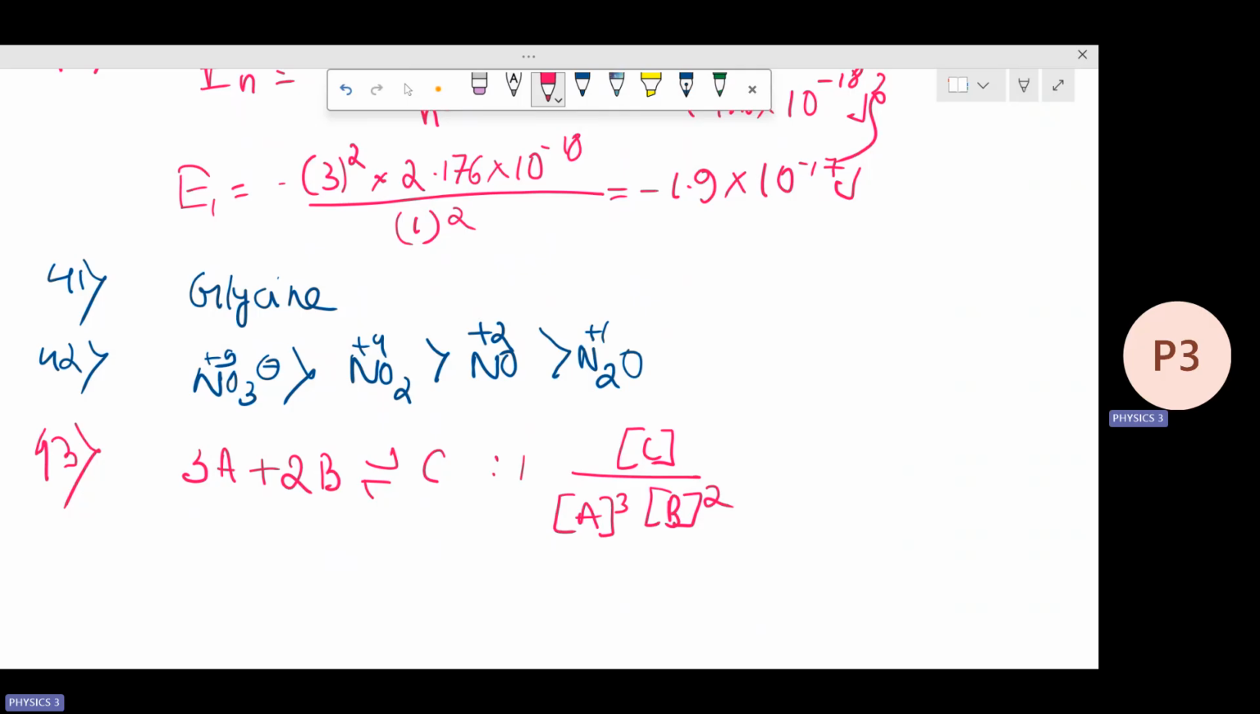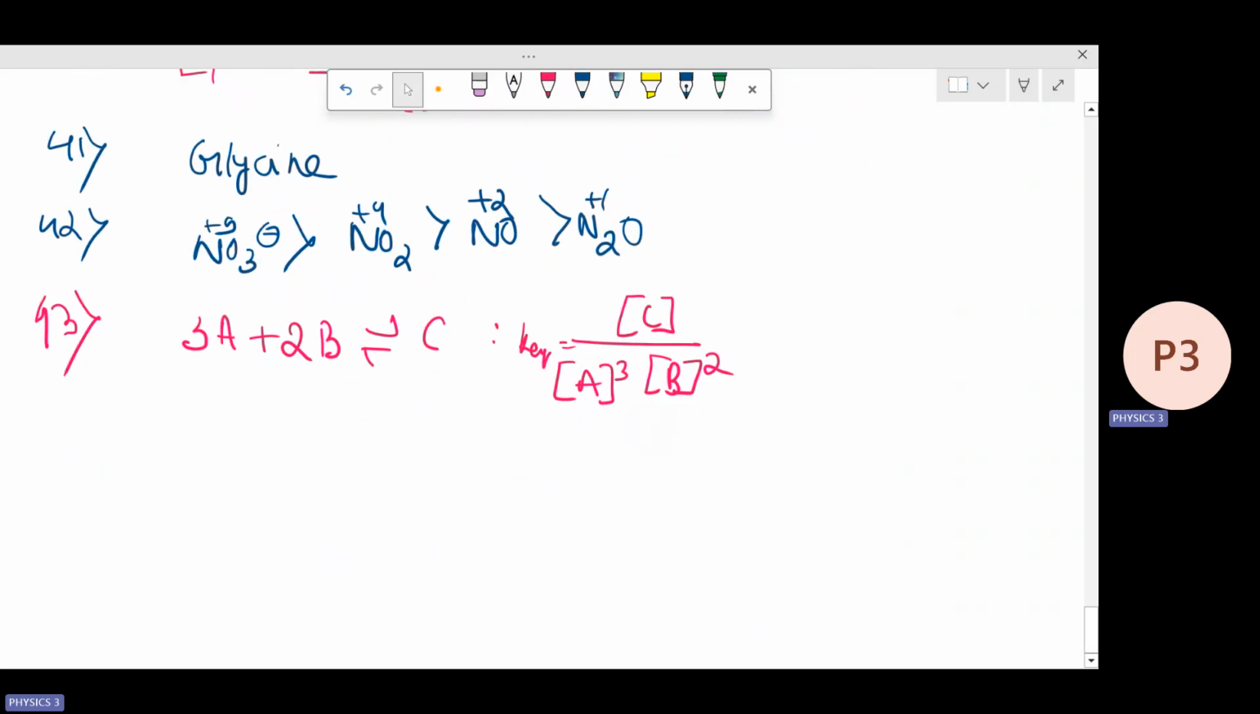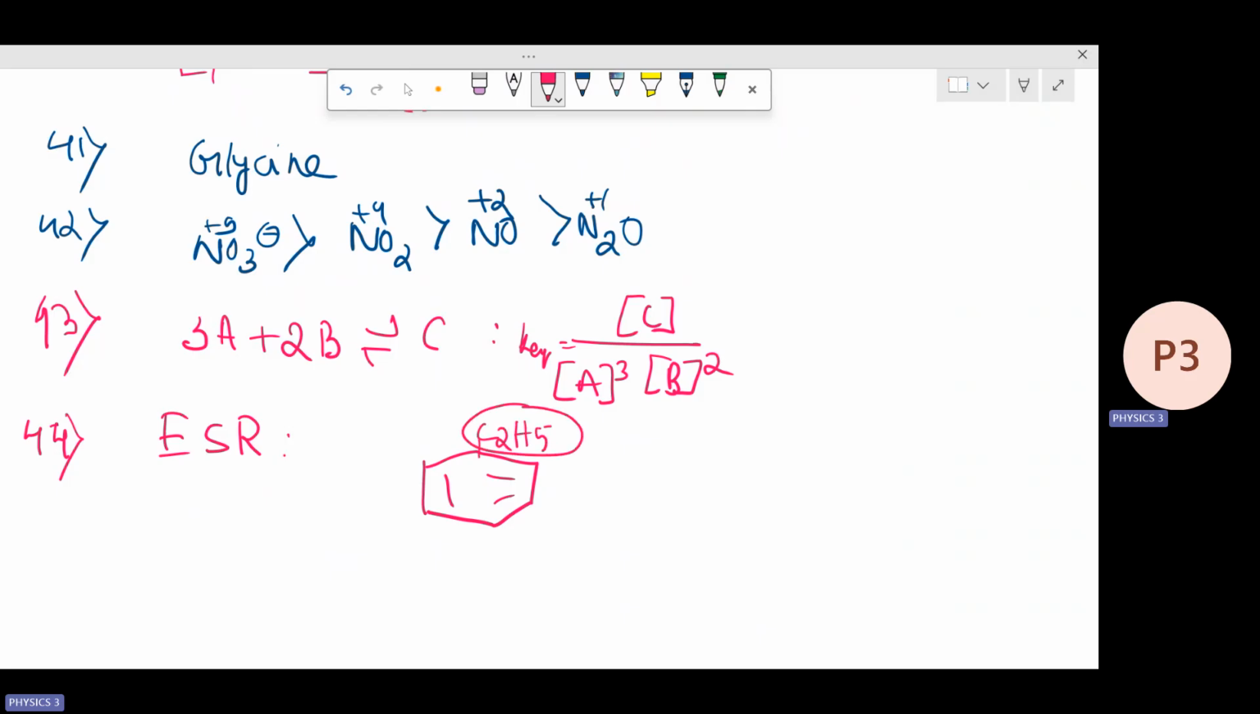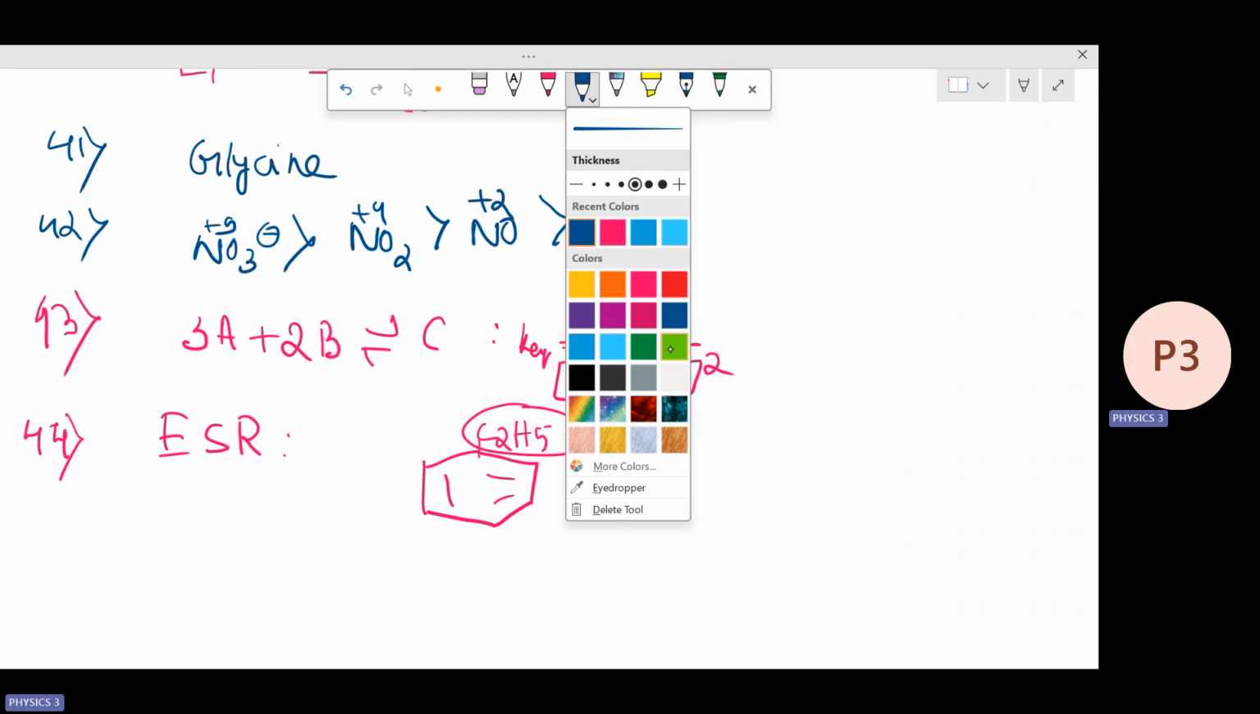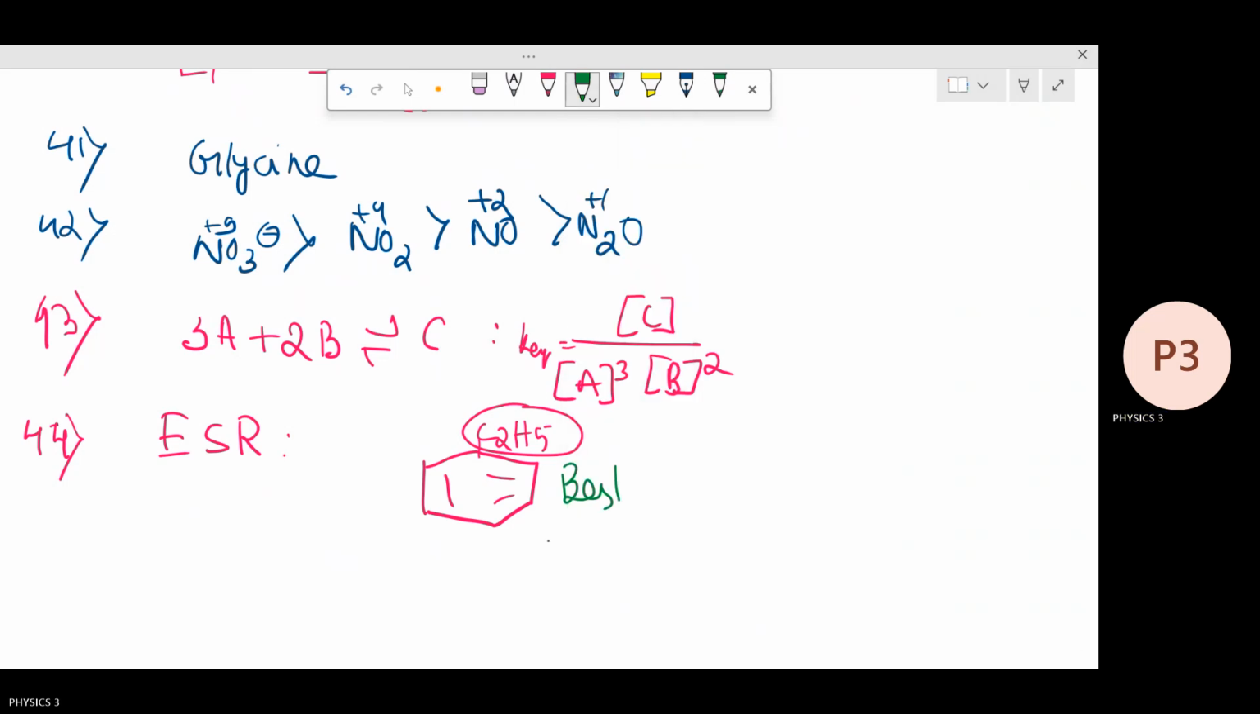Next, guys, they are asking us about the one who will give the best electrophilic substitution. We know the better the electron donation, the better the ESR or electrophilic substitution. For that reason, who will be giving the best electrophilic substitution? It will be the benzene ring with C2H5, the one that donates electrons very well. This will be donating electrons very nicely, and hence this will give us the best ESR among all that has been given.